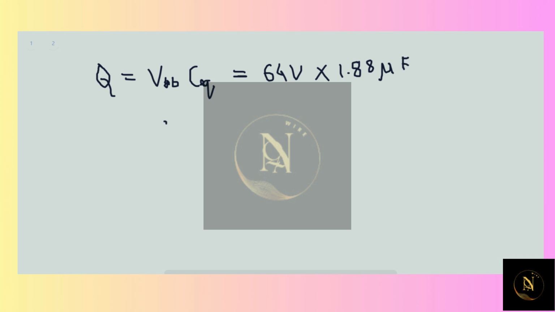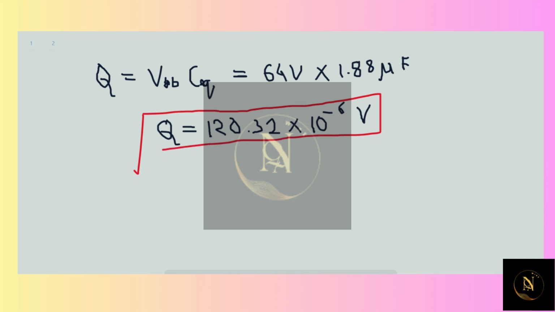And if we calculate this value, the equivalent capacitance is going to be 120.32 times 10⁻⁶ farad. So this is the value of the equivalent capacitance between the points A and B.